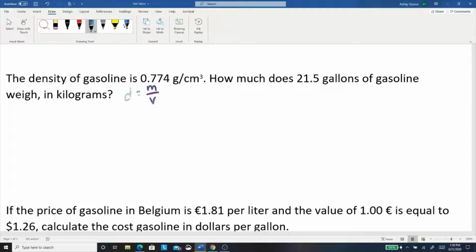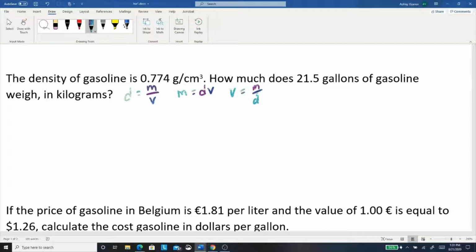And if you want mass, then you multiply both sides times volume, and mass equals density times volume. And if you want volume, it equals mass divided by density by solving for V. And that's perfectly fine too. I like to use density as a conversion factor.